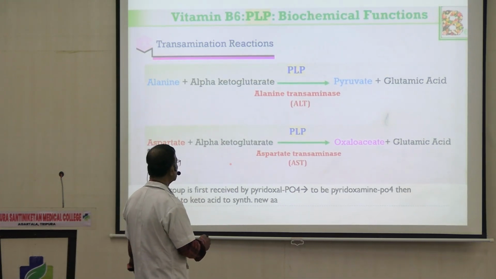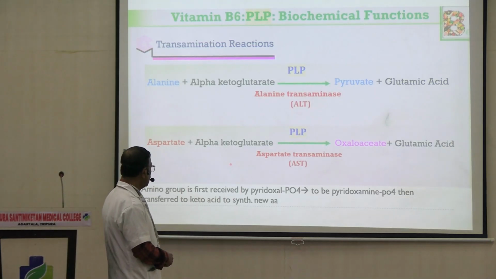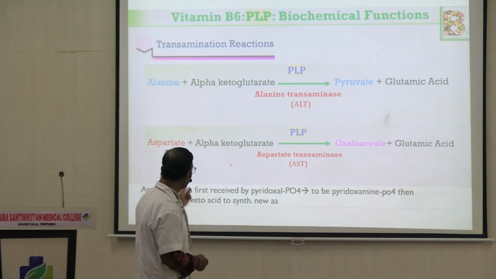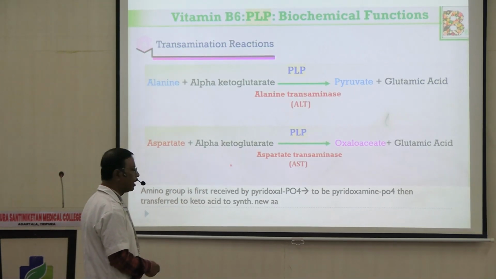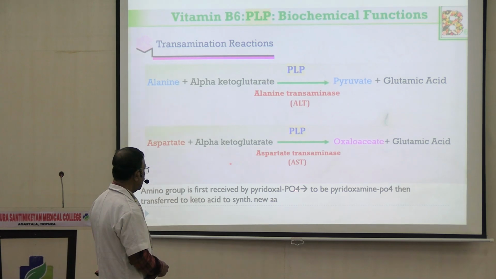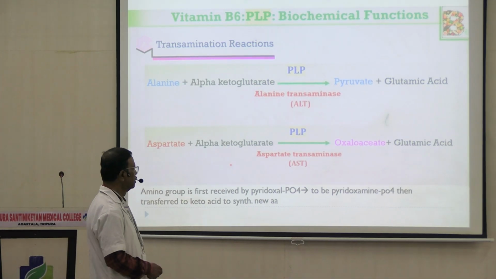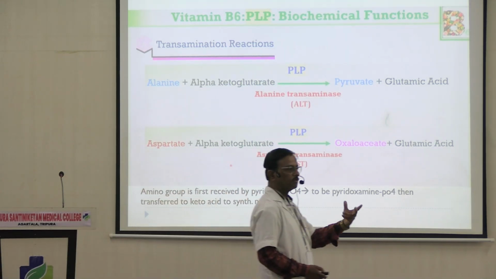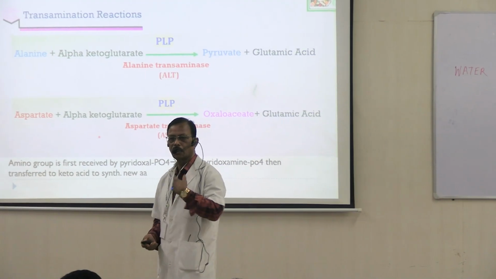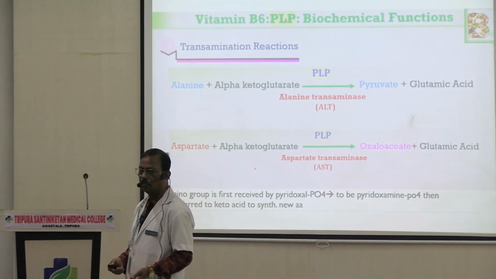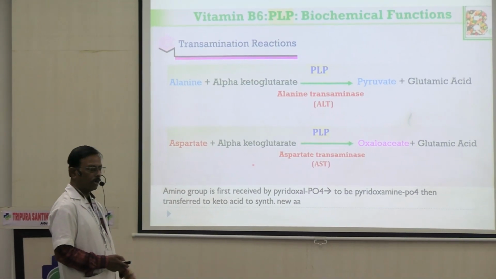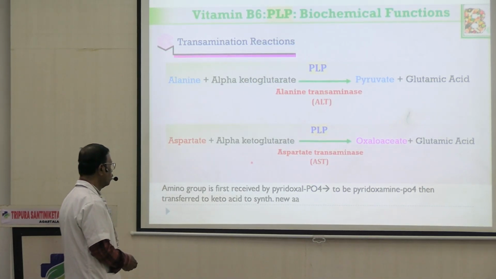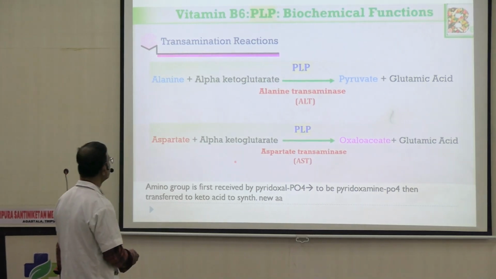Now in this reaction, what is the function of PLP? The amino group is first received by pyridoxal phosphate. It will take the amino group from alanine or aspartate or another molecule, receive it and become pyridoxamine phosphate. Then it will transfer it to the keto acid. So the amino group is transferred via PLP. First the group is transferred to PLP, then further transfer occurs to the molecule where it should be transferred.